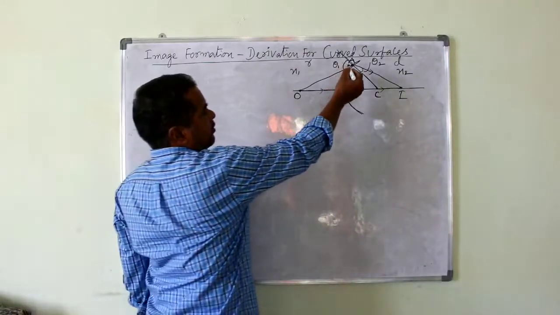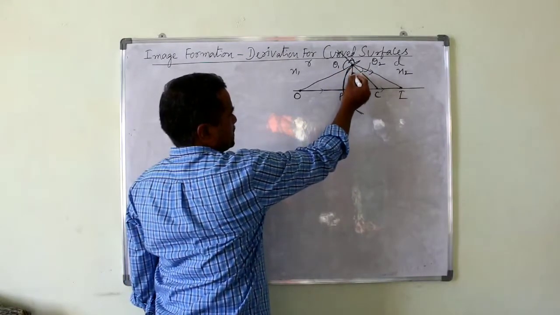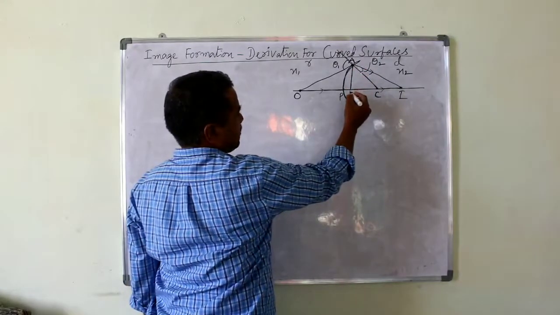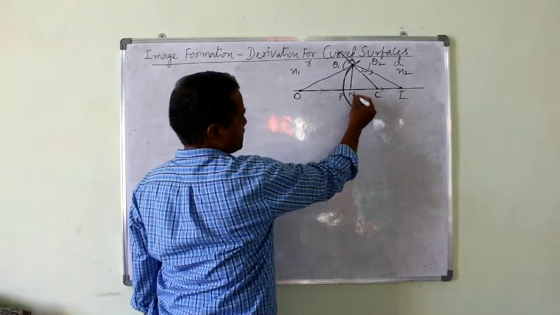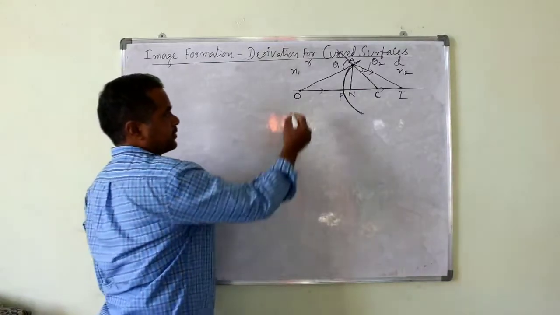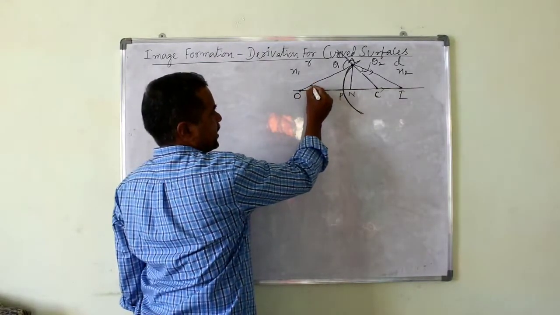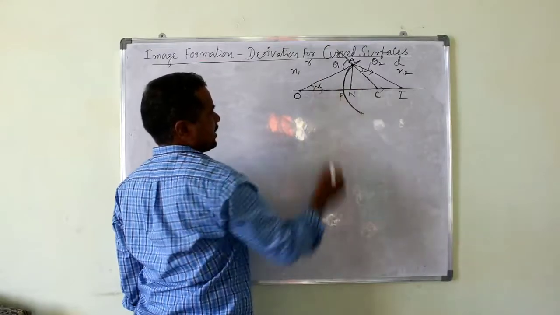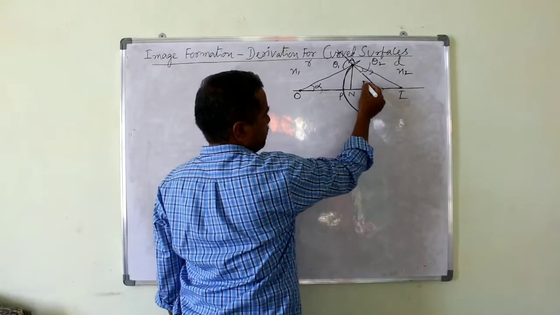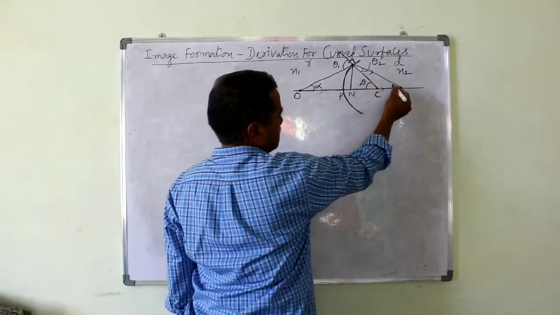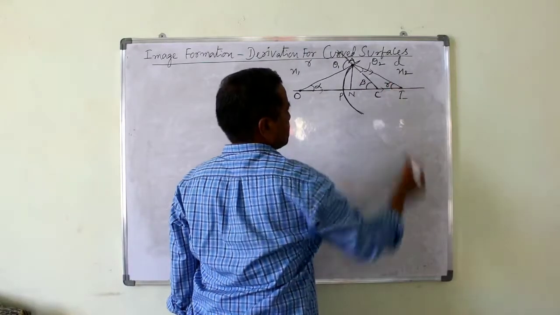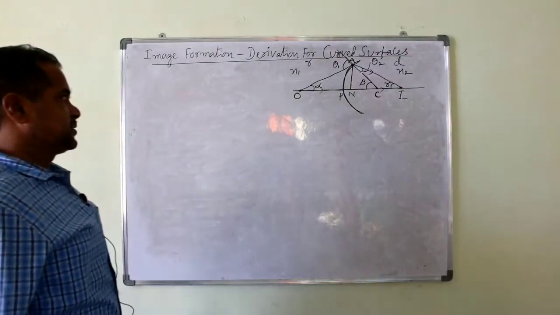Draw one normal from point A to the principal axis. Where this normal intersects the principal axis, that point is treated as N. This incident ray makes angle alpha with the principal axis, this normal makes angle beta with the principal axis, and this refracted ray makes angle gamma with the principal axis.